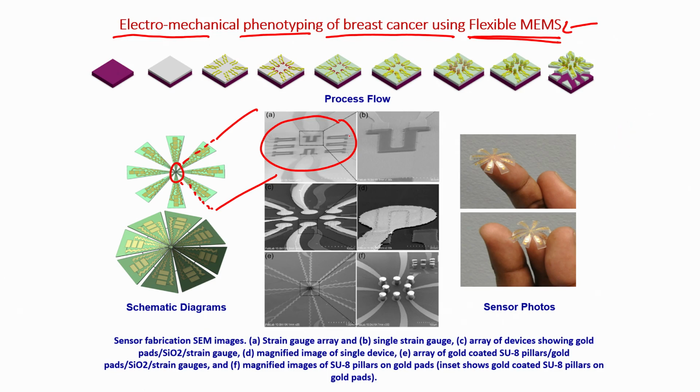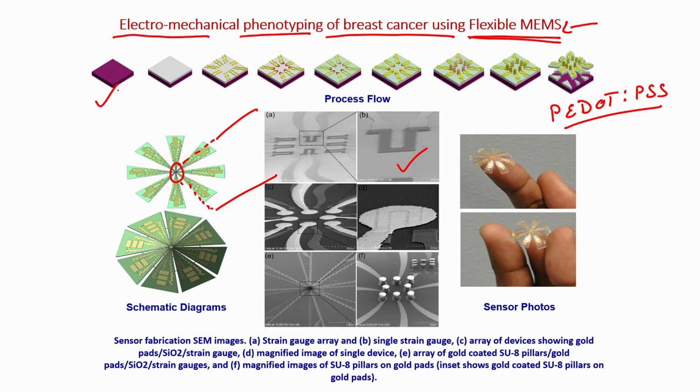Alright. If I magnify it further, then I can see a single strain gauge, which is shown here in the B section of our image. And the material that we have used to fabricate the strain gauge is PEDOT:PSS. This is a conducting polymer. Okay. Now, let us see what we have done.